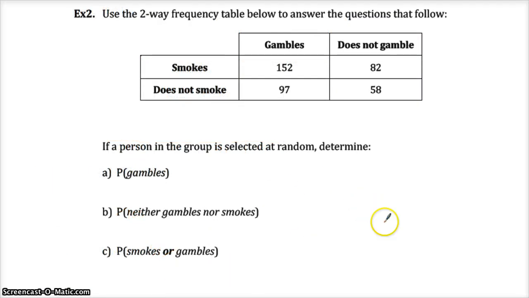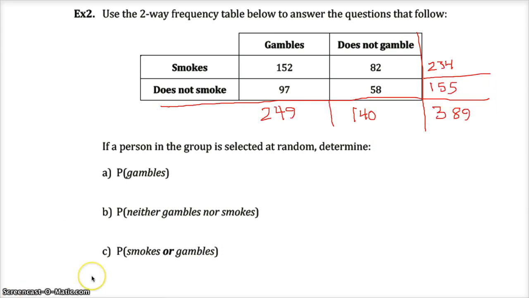All right, gambling and smoking. Well, this is an interesting context. Okay. They didn't put the totals here, so I would put the totals on here first. Let's do that. I think that's going to be a time saver because that's going to be most of our denominators. A person in the group selected at random. Okay, well yes, I did need to know that because that's my 389. Out of these 389 people, how many of them gamble? It looks like 249. I don't know where they get this context. I didn't make this up.